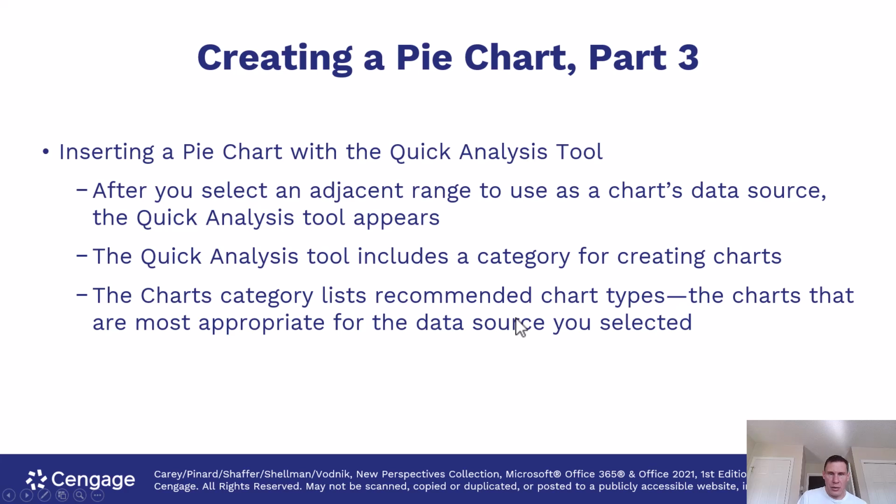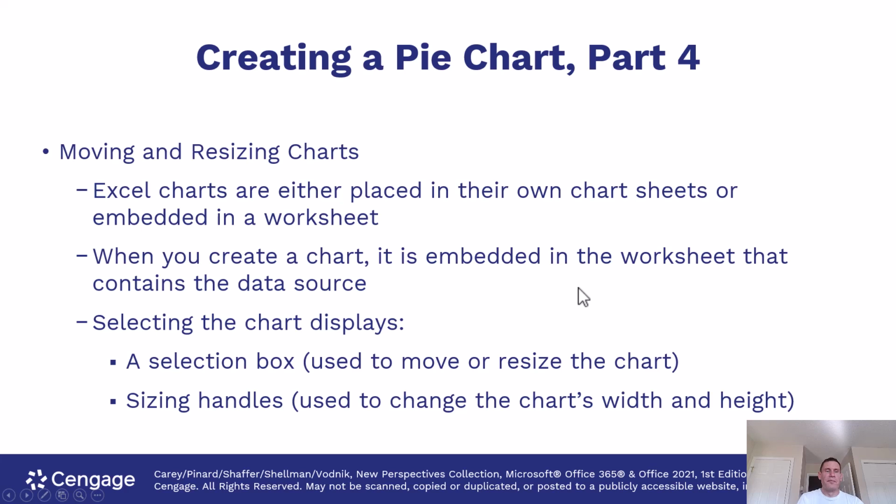Now, inserting a pie chart within the Quick Analysis tool. After you select an adjacent range to use as a chart's data source, the Quick Analysis tool will appear. The Quick Analysis tool includes a category for creating charts. The chart category lists recommended chart types, the charts that are most appropriate for the data source you selected. So depending on if you have a different data selection, it might come up with some other recommendations for you. Now, moving and resizing charts.